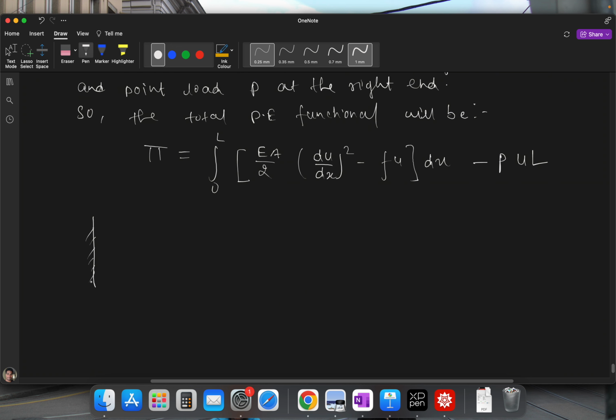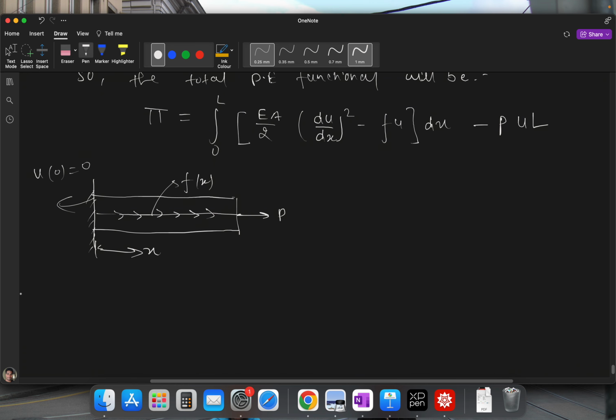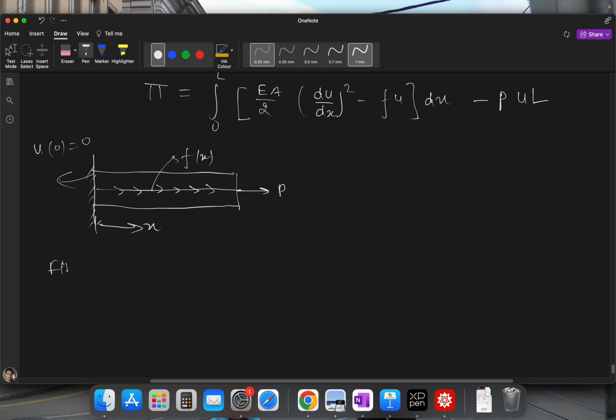So there is a bar here, and there is a distributed axial load, that is function f, that is force f, which is a function of x, and there is a point load p, and there is a boundary condition, that is u at x equal to 0 is 0, okay, and we are measuring x from here. Okay. So find the equilibrium equation.